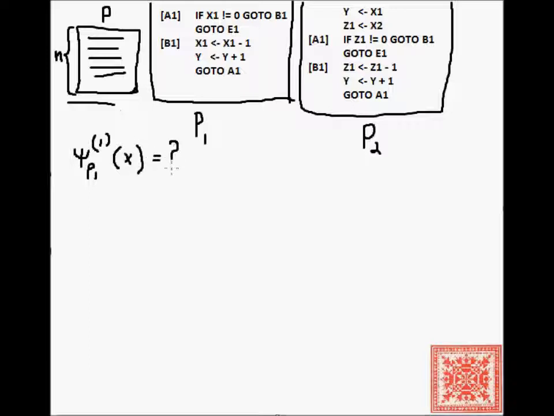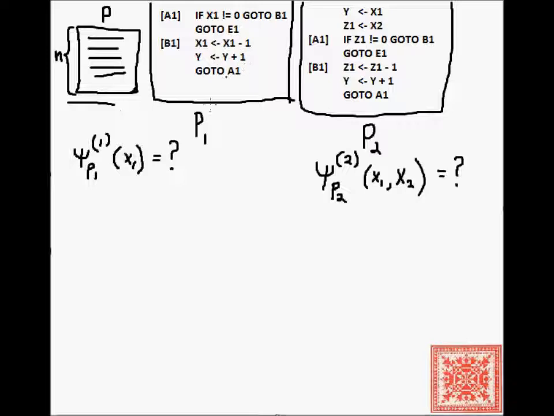So formally, what is psi P1 of x, and what is psi sub P2 of 2, because P2 has two arguments and P1 has one argument, only x1 in the text of the code? Remember, this is the value of y in the terminal snapshot.